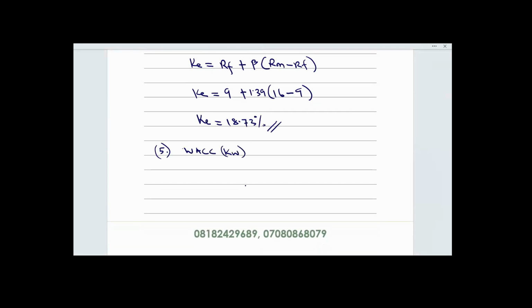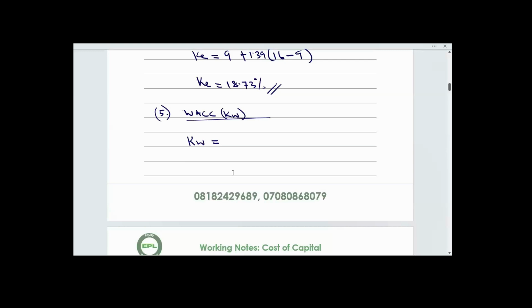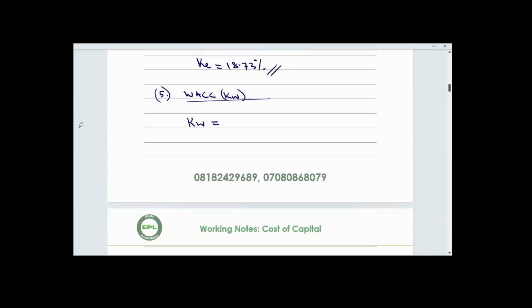So WACC will be calculated as, I've told you already, it's assumed that a company is financed with only equity and debt. We don't have anything like preference share here under project specific. So here is equity value divided by equity plus debt, multiplied by cost of equity.